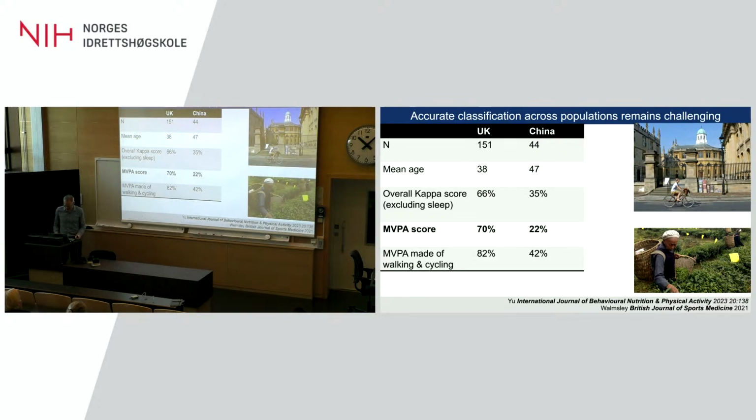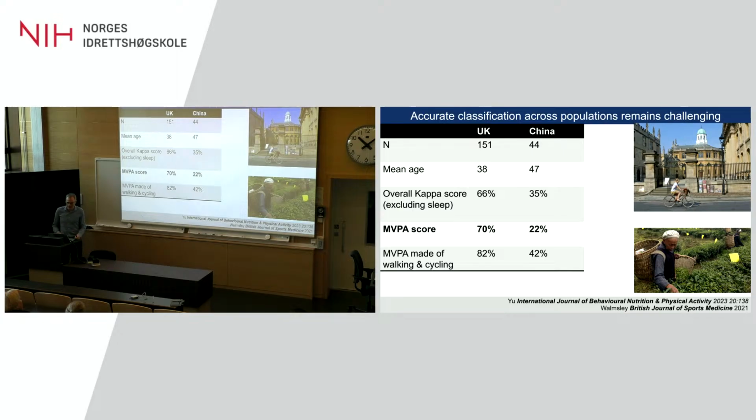And then there are two things that keep me awake at night. The first is how much can we trust the performance of these algorithms that we're mostly developing in high-income settings? How will they work in China or in rural India or rural South Africa? Because, as I mentioned before, with the random forest models, when we applied these in our camera data set in Oxford, the MVPA score seemed okay. But then when we took it off to rural China, using the same type of study design, etc., the performance was shockingly bad.